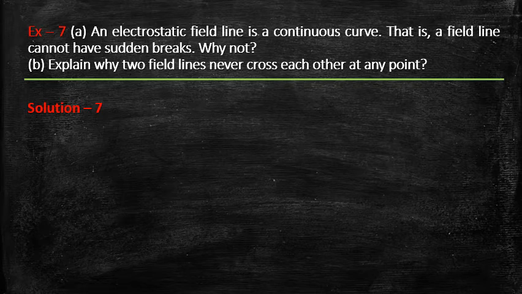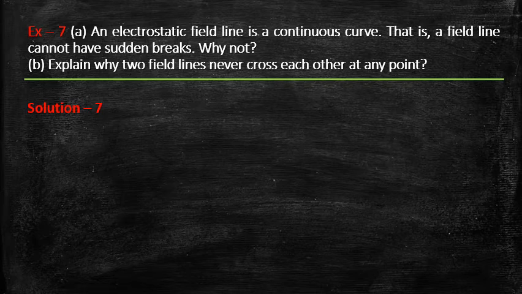Okay, so the electric field line starts from a positive charge and ends at a negative charge. And what if there is no negative charge? Then the field line will continue moving in the direction it started. So there is no sudden break in the electric field line.